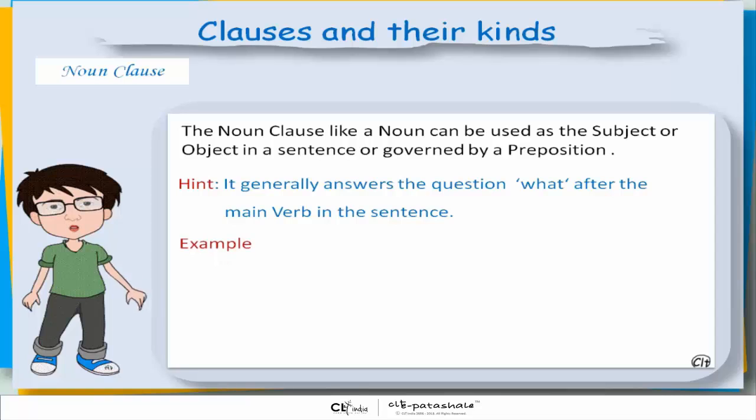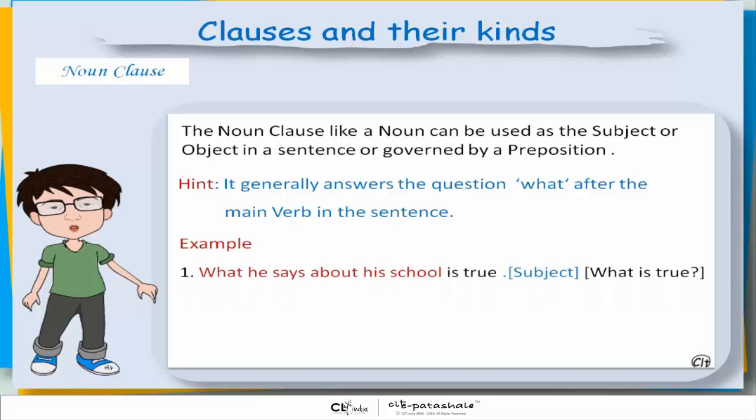Noun clause. The noun clause, like a noun, can be used as the subject or an object in a sentence, or governed by a preposition. It generally answers the question what after the main verb in the sentence. Let's see an example. What he says about his school is true. Now here the noun clause is the subject and we ask the question, what is true? What he says about his school is true. So what he says about his school is your noun clause.